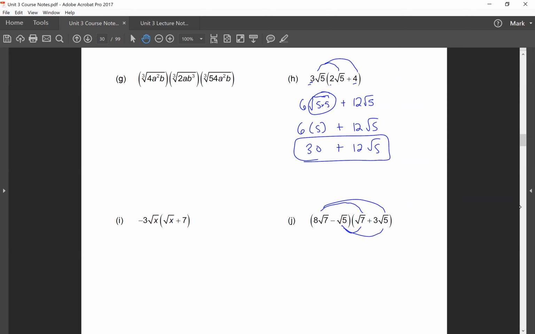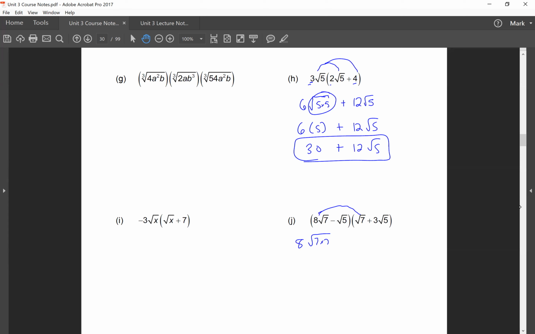So 8 root 7 times root 7. Okay, so that's easy. Let me do this one piece at a time. I'm going to start with the first terms. 8 root 7 times root 7. Well, that's just 8 times 7, which is 49. Square root of 7 times 7 is 7. So I'm going to simplify that in a minute.